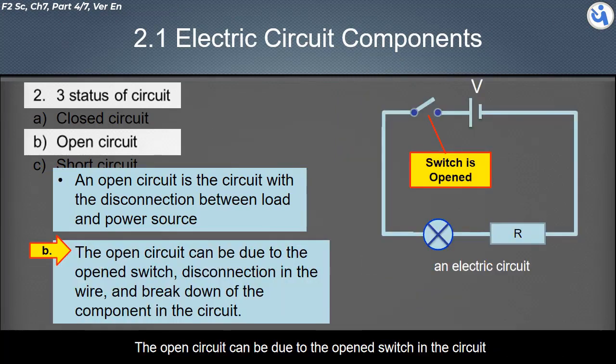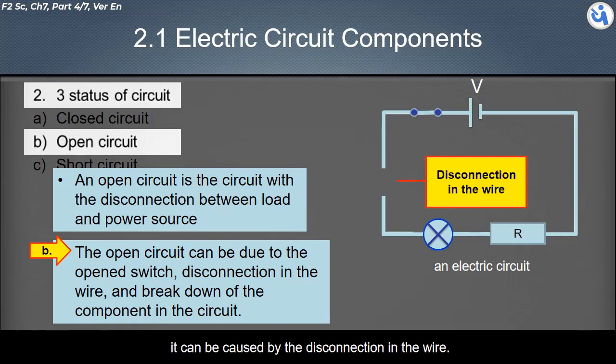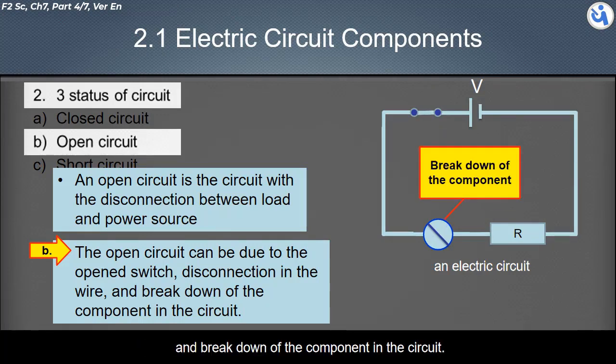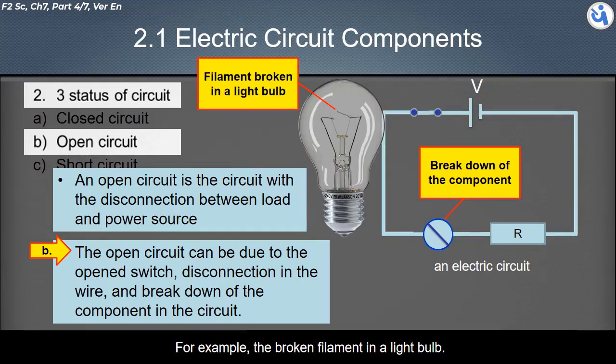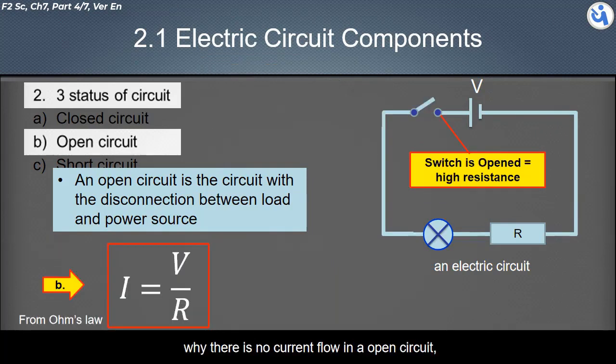The open circuit can be due to an opened switch in the circuit. It can be caused by a disconnection in the wire and breakdown of a component in the circuit. For example, the broken filament in a light bulb. Why is there no current flow in an open circuit? It can be explained through the Ohm's law equation.